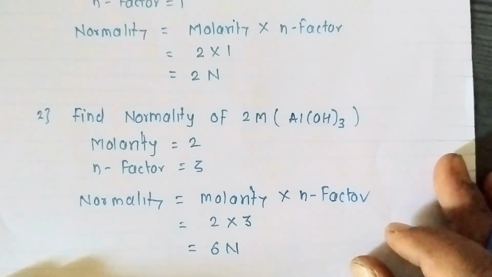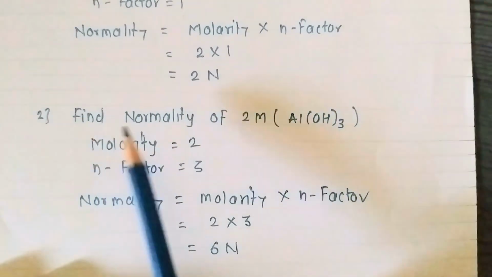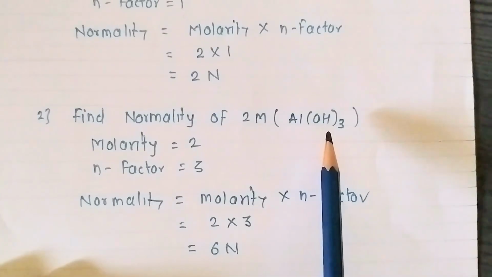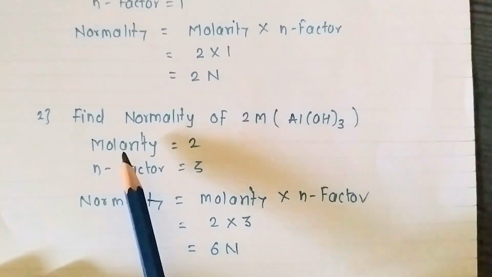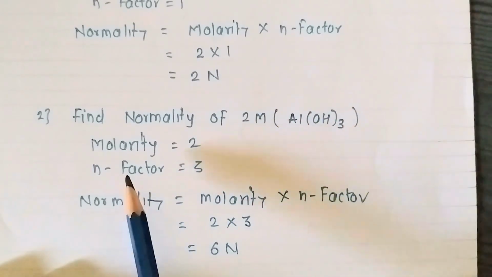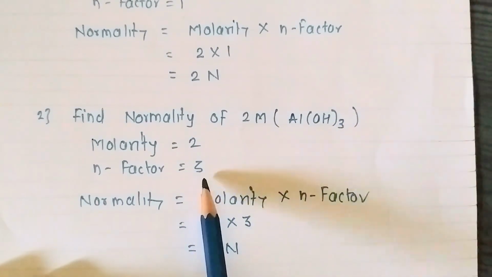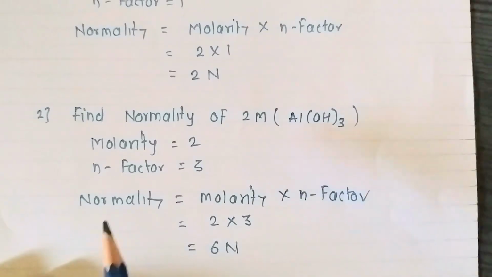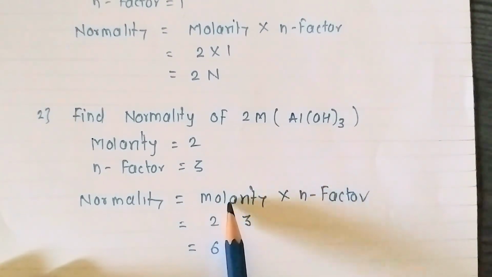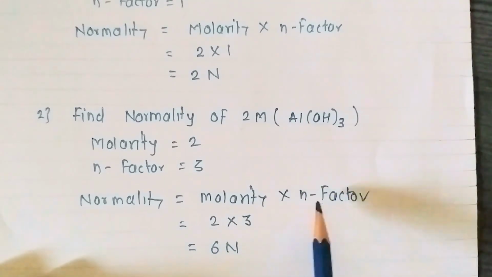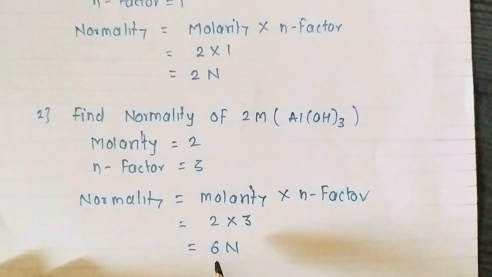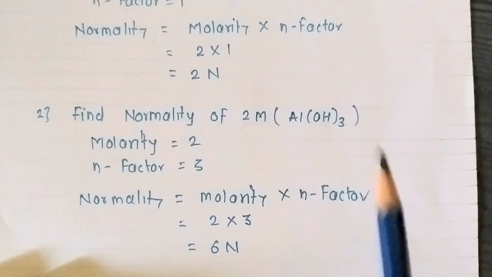Now we take another example of a base. Find the normality of a 2 molar Al(OH)3 solution. What is the molarity of that solution? Molarity of that solution is 2. What is the n factor? N factor is 3. Now we calculate the normality of that solution. Normality is equal to molarity into n factor. Molarity is 2 and n factor is 3. So 3 into 2, 6 normal. So this is the normality of the solution.